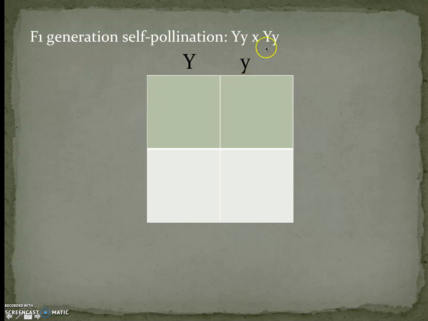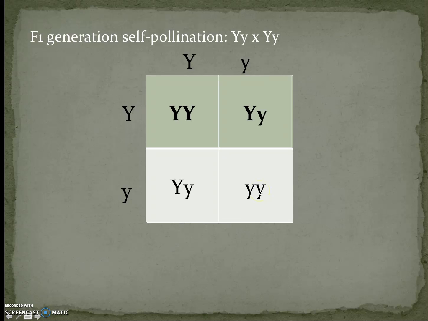And on the side, we do the same thing. This capital Y here, this lowercase y here. So then we bring the capital Y through here, the lowercase y through here, this capital Y through here, this lowercase y through here, and this is what we end up with. So if we have two capital Y's, it shows us that it is yellow. And these two capital Y lowercase y's, because there's a capital in it, also show yellow. And the two little y's, because there is no capital in it, show us the recessive color, or green.